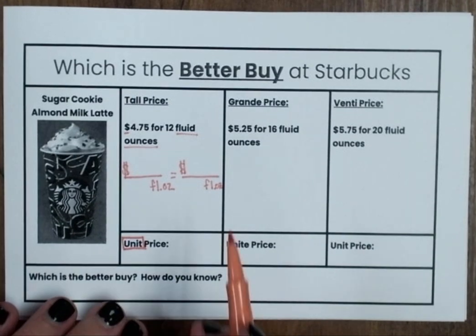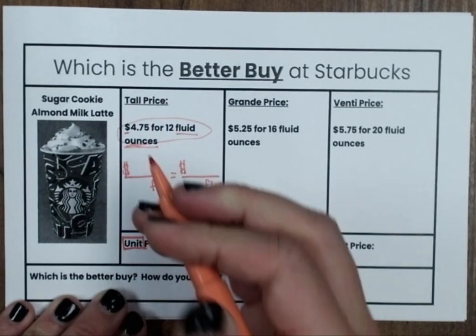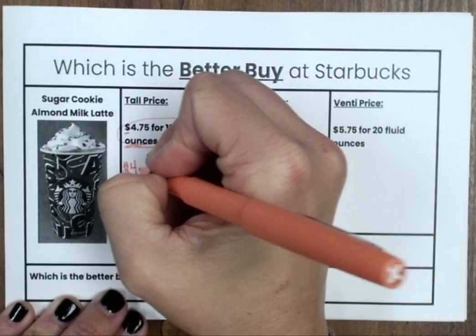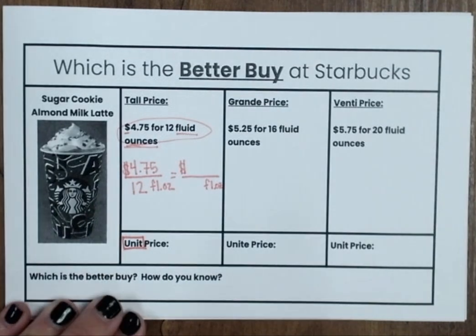Okay. So my very first ratio comes from my problem here. It tells us it's $4.75 for 12 fluid ounces. So I can.